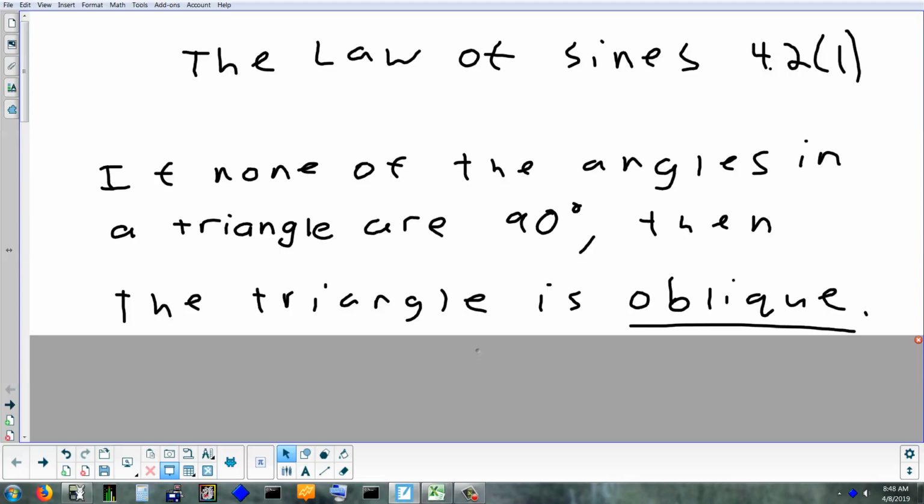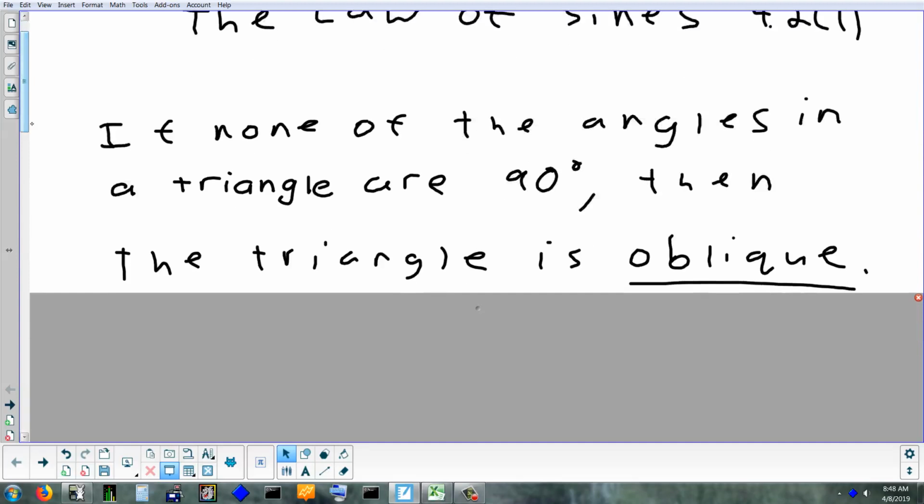You can use this stuff on triangles that have 90s. You can use it on triangles that don't have 90s. But if you really like Pythagorean theorem and the SOHCAHTOA stuff better, if you have a 90-degree angle, you can go ahead and use it. But the focus this week is mostly going to be on triangles that don't have a 90.